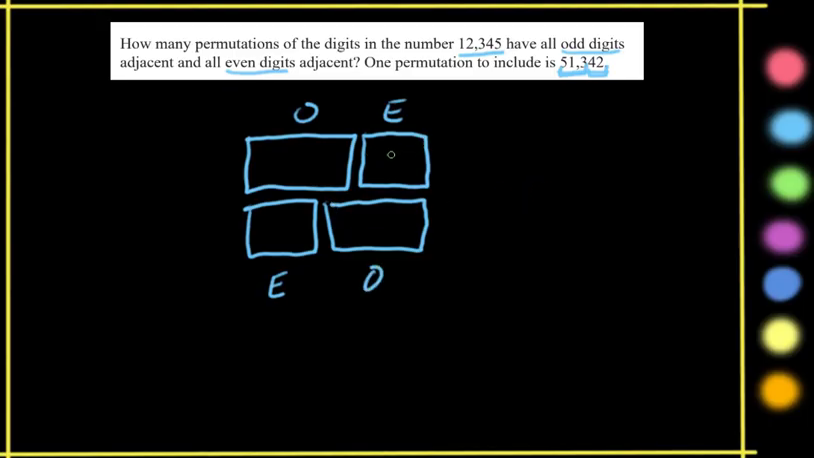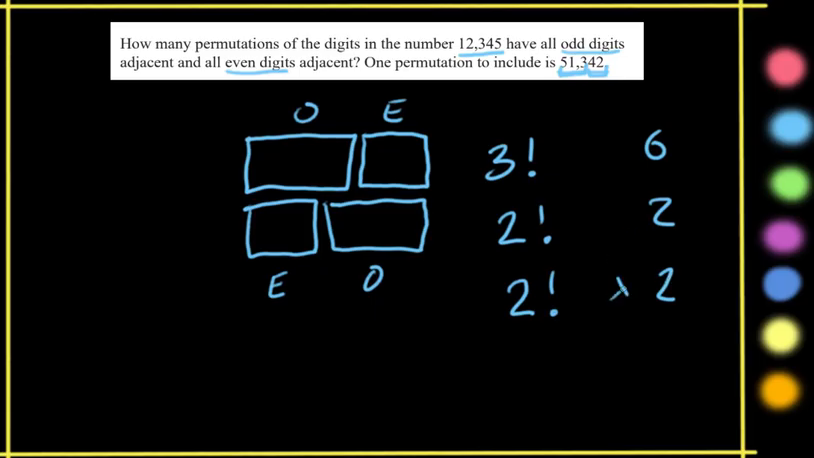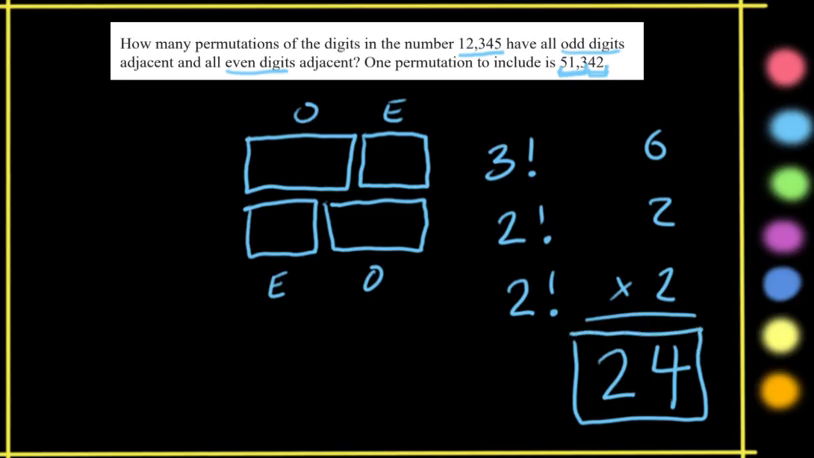But we also have to consider how many different ways there are to arrange the evens within this box and how many different ways there are to arrange the odds within this box. So we're going to multiply those all together. There are 3 factorial ways to arrange the odds, 2 factorial ways to arrange the evens, and then 2 factorial ways to arrange the 2 blocks. So this gives us 6 and 2 and 2, and we just need to multiply those all together, and that gives us 24 in total. So that's the answer to number 2.